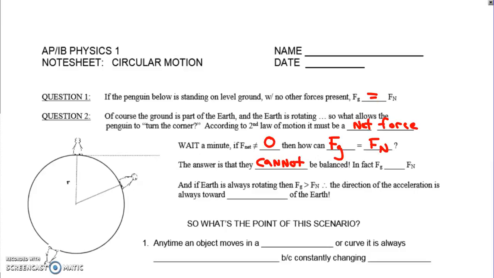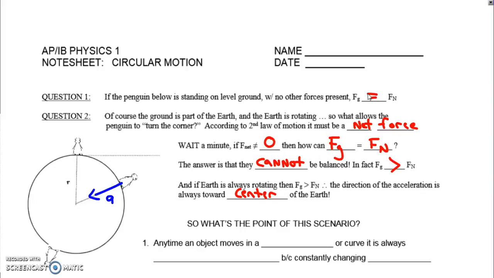As a matter of fact, what we know is that the force of gravity must be greater than the normal force. We'll talk a bit about that in just a moment. And if the Earth is always rotating, then the direction of the acceleration is always directed towards the center of the Earth. Meaning that at any point in time, my acceleration vector is directed towards the center of the Earth. We'll speak a bit about that in just a moment.